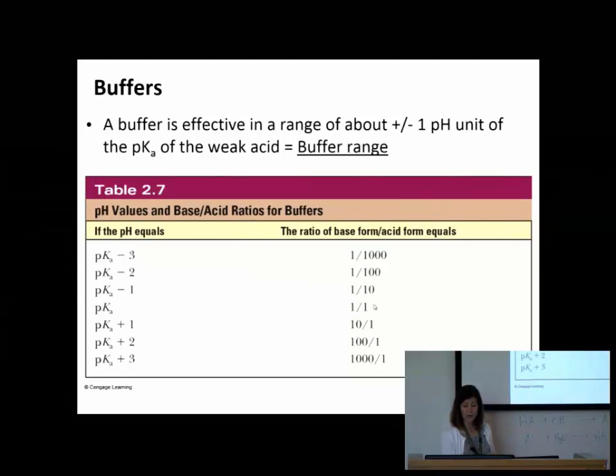If we are below the pKa, then we have more of the acid stuff on the bottom, right? If we are above, we have more of the stuff on the top, more of the base. But look how much more. If I'm just one pH unit below or above, I have 10 times more base or 10 times more acid than I do of the other form. If I'm 2 pH units away, then I have 100 times more of one of the forms than the other.